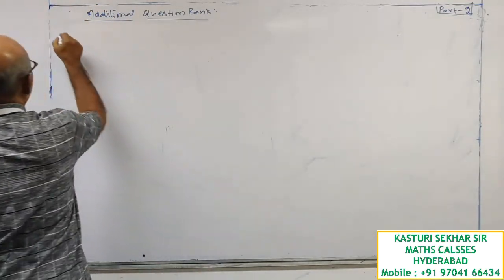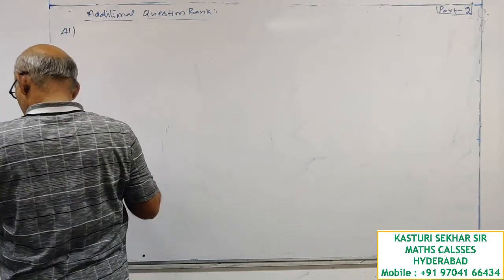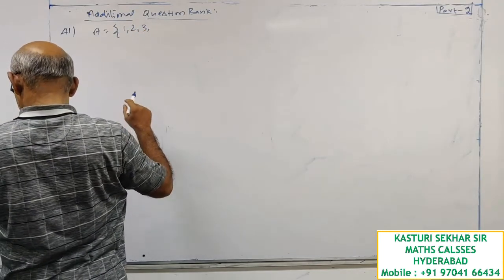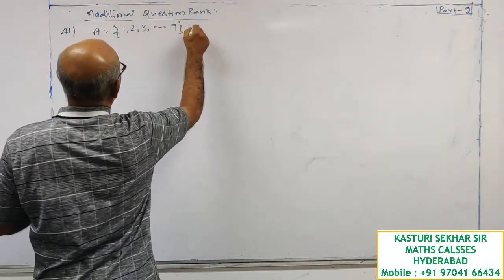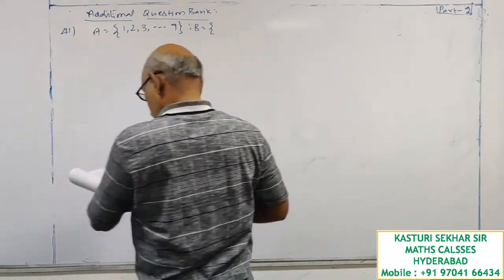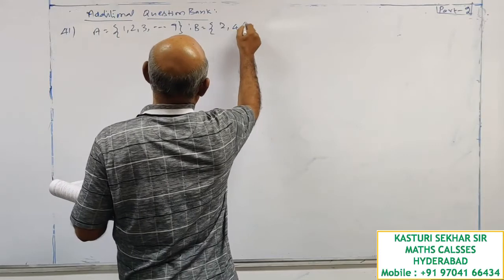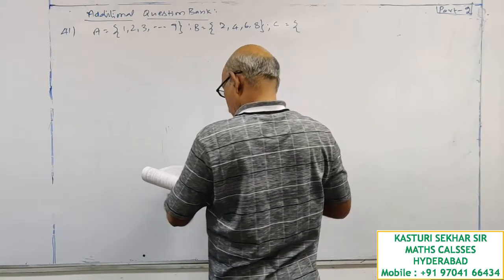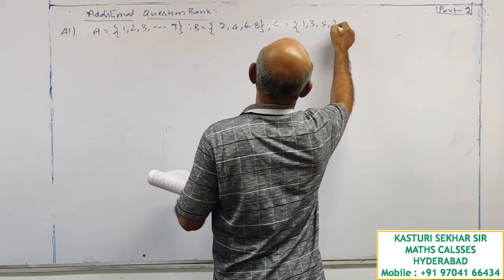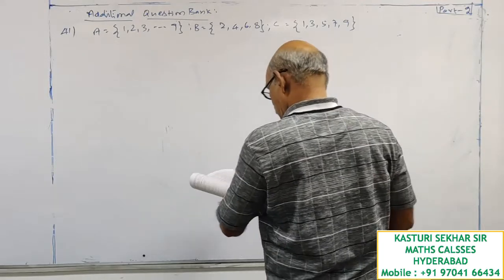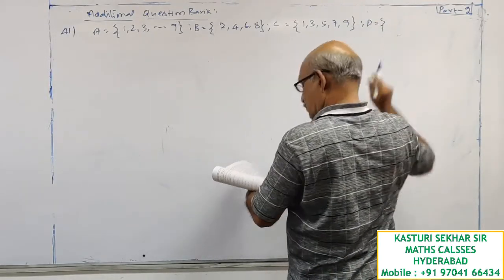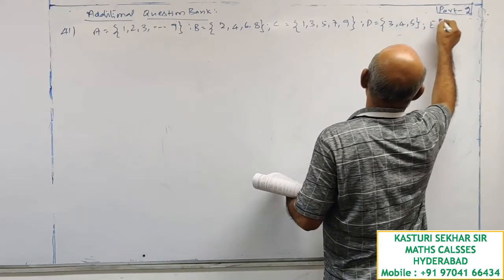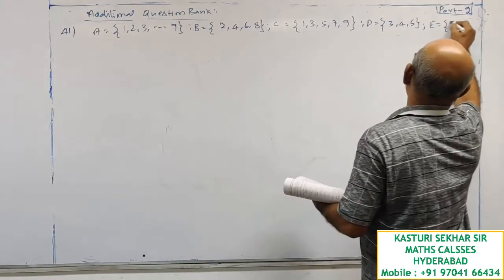Now look at this question number 41. A is equal to 1, 2, 3, and so on, 9. B is equal to 2, 4, 6, 8. C is equal to 1, 3, 5, 7, 9. D is equal to 3, 4, 5. E is equal to 3, 5.